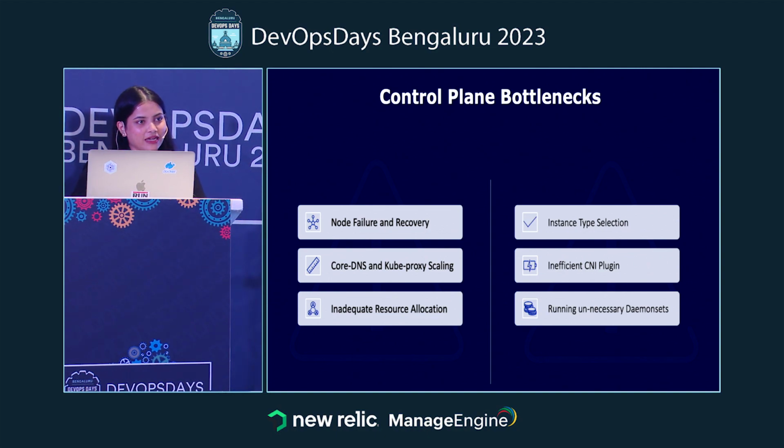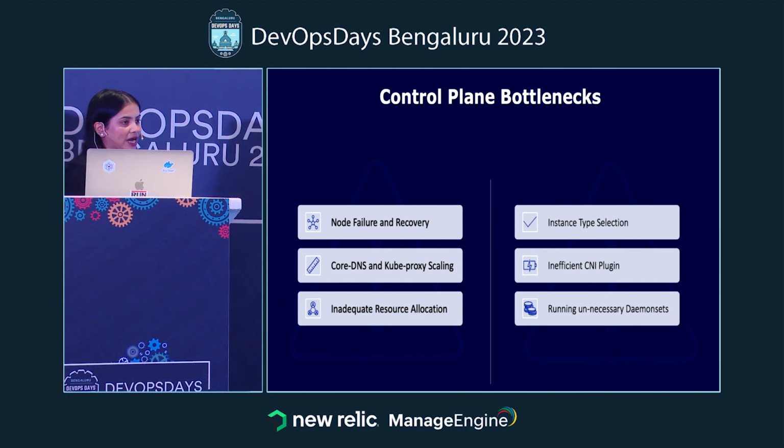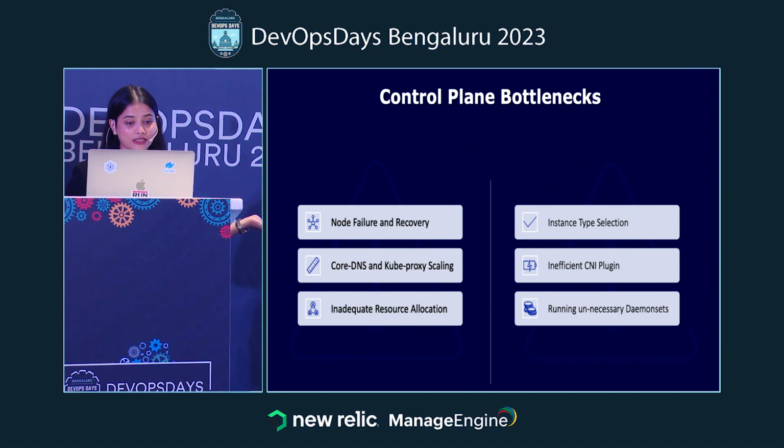The control plane is again a very critical component responsible for managing and maintaining the cluster's overall state. So performance bottlenecks in the control plane can significantly impact the reliability of your Kubernetes cluster. Let's talk in detail about some of these.